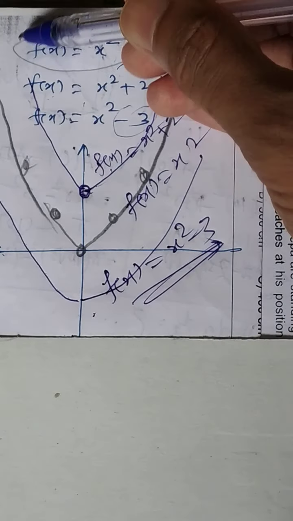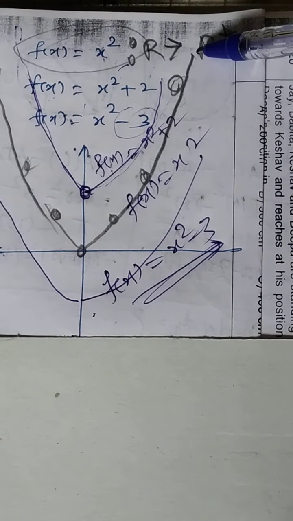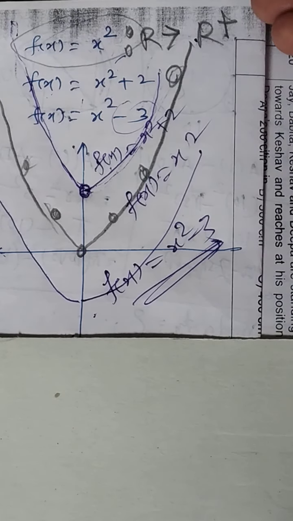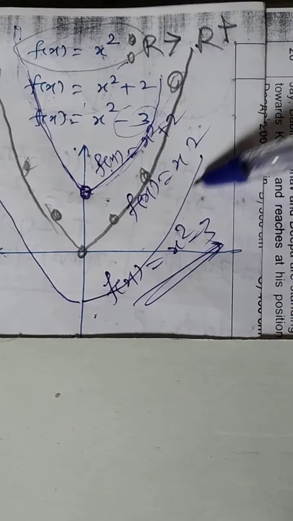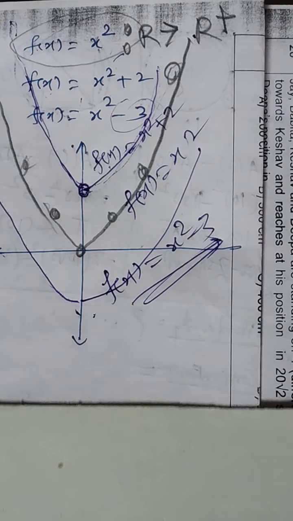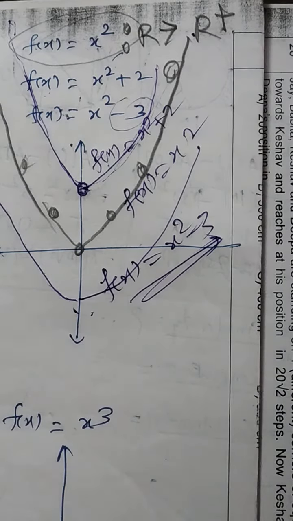But what will be the domain for this one? For all of them, the domain will be R. But for this function, the range will be 2 to infinity. For this function, the range will be minus 3 to infinity.